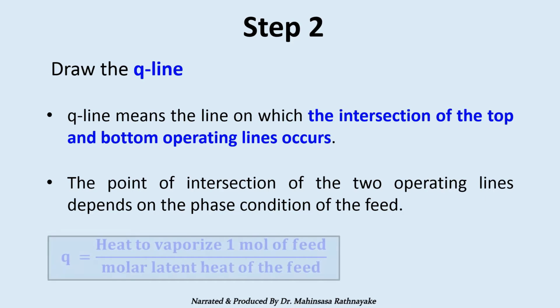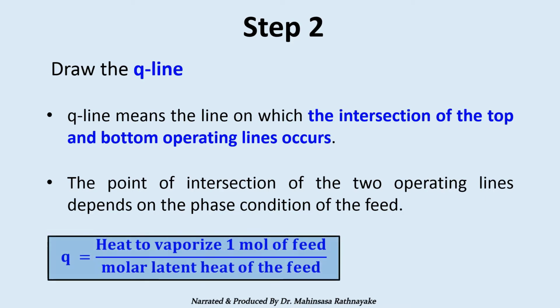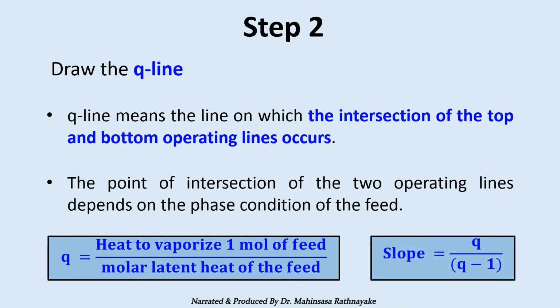To generate the Q-line, we should calculate the value of the ratio Q, which is the heat to vaporize 1 mole of feed divided by the molar latent heat of the feed. The slope of the Q-line can be found from Q divided by Q minus 1, intersecting the diagonal at XF, that is the feed composition.